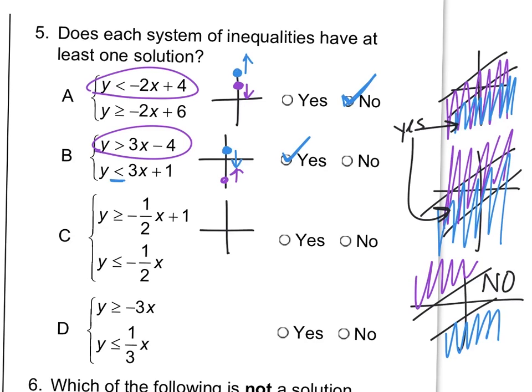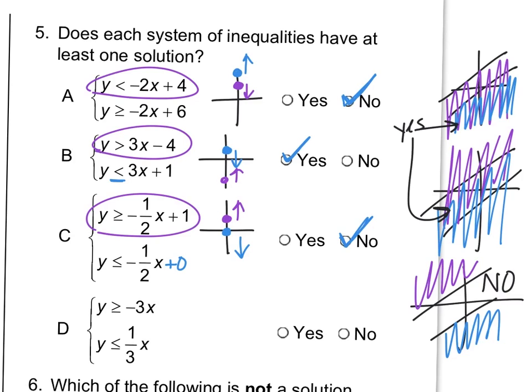All right, C, I have my top equation. I'm starting at 1, and greater than means I'm going to shade up. The other one, there's nothing out here, so I'm starting at 0, and this tells me I'm going to be shading down. Again, there's no overlapping section, so that one's no.